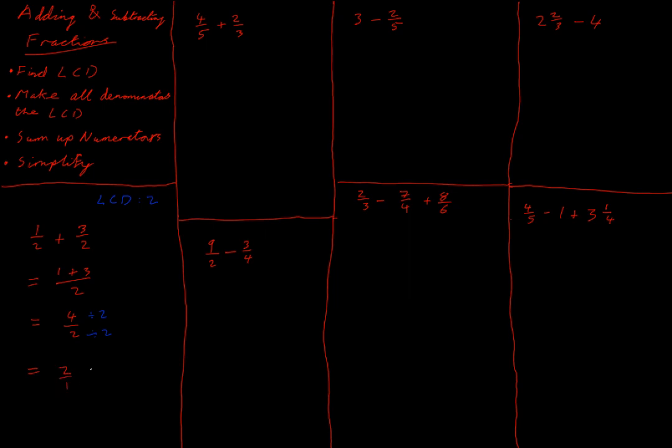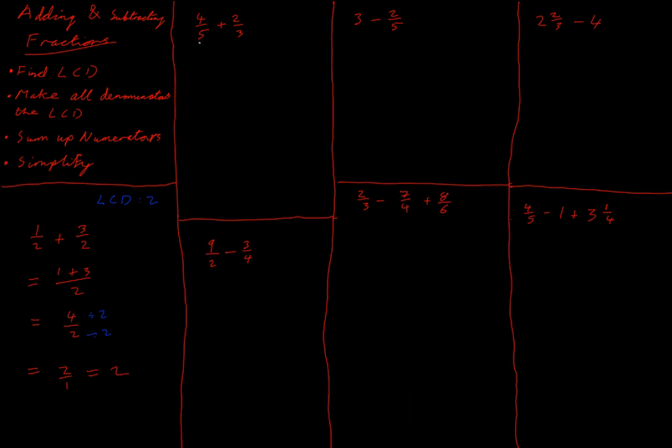And we remember that we often write numbers over 1 as just a whole number. So 2 is our final answer. And those are all of our steps. Now let's practice them again. If we have our question here, 4/5 plus 2/3. First job, get the lowest common denominator.